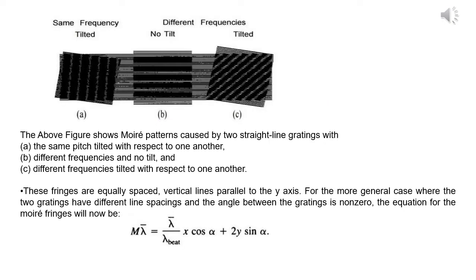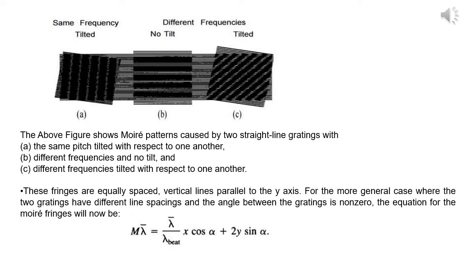And here, in the given figure, we can show three different Moire patterns. In A we can see the same pitch tilted with respect to one another, and in the second one there is no tilt, and we can see that different frequencies are there, and in the third one, which is slightly tilted, different frequencies are there with respect to one another, and the equation of this is given below.